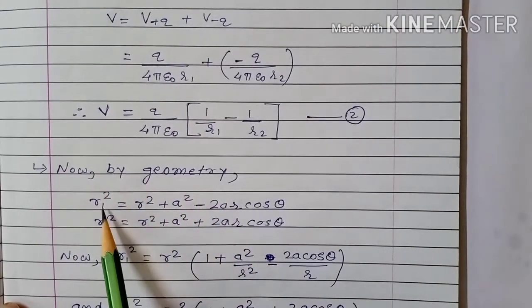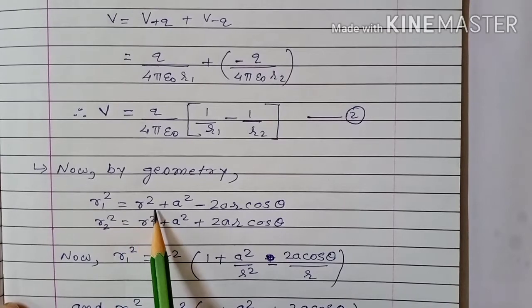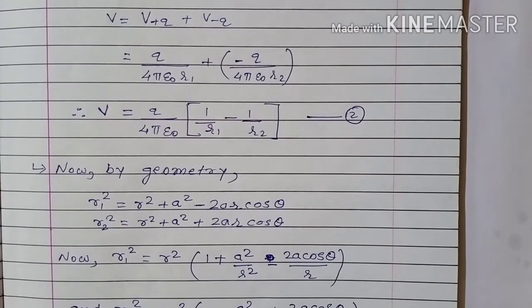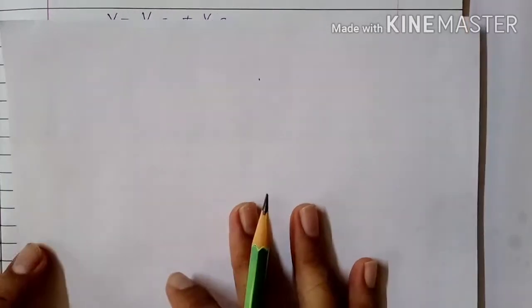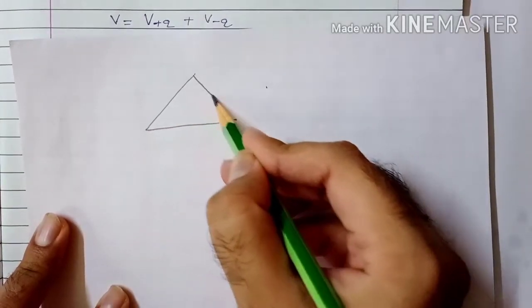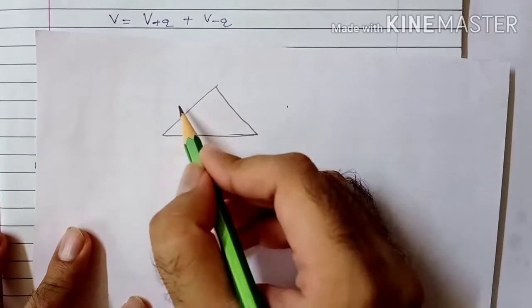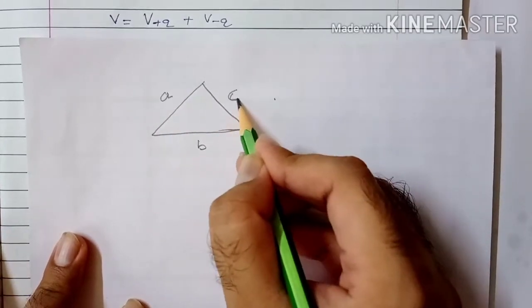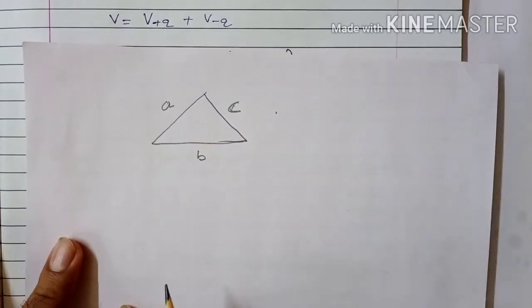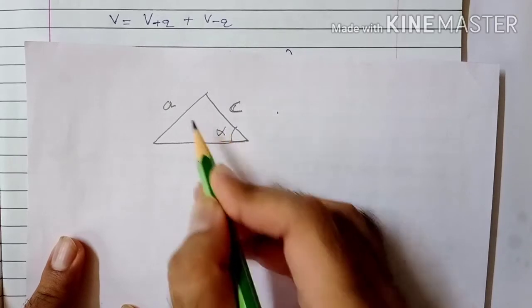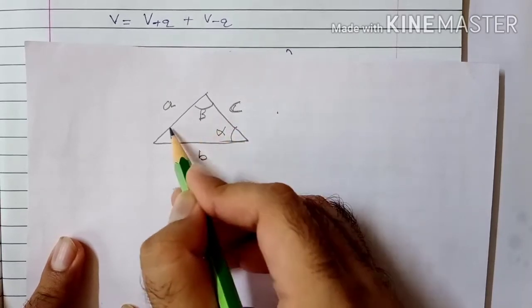Now by geometry, r1 square is equal to r square plus a square minus 2ar cos theta. This is nothing but the cosine rule. Here, if we consider any triangle like this, and here let me take this side as a, this as b, and this as c. So here I am taking this angle as alpha, this as beta, and this as gamma.